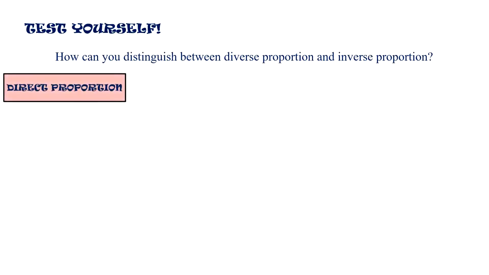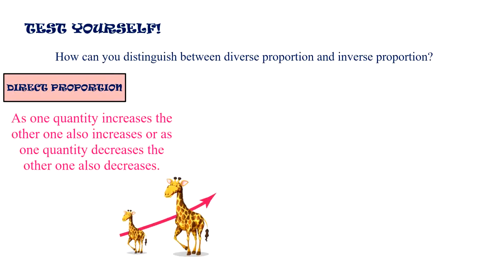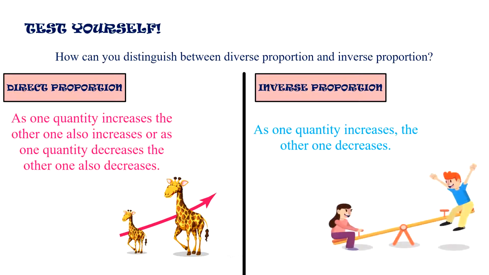In direct proportion, as one quantity increases, the other one also increases. Or, as one quantity decreases, the other one also decreases. But in inverse proportion, as one quantity increases, the other one decreases. Please be careful while solving problems about these two types of proportions.